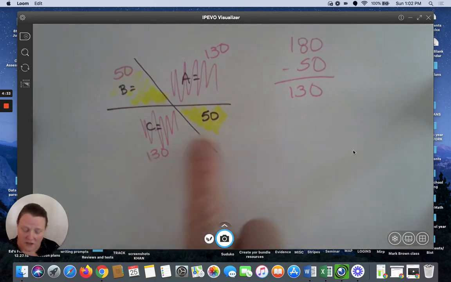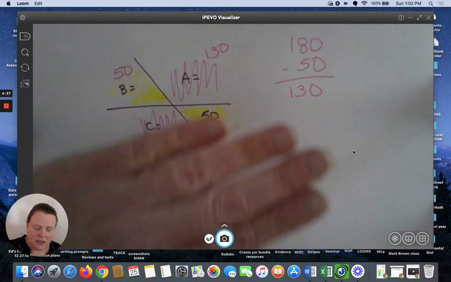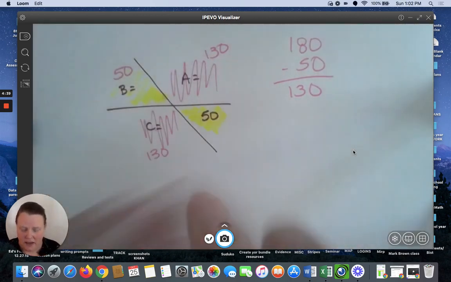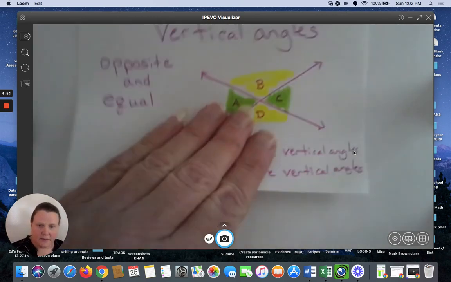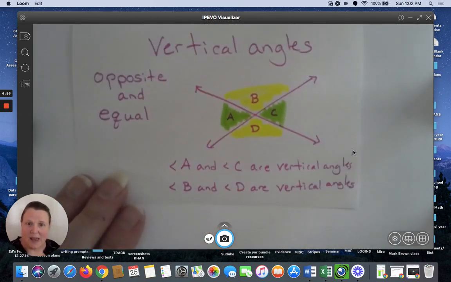And so all of these together have to add up to 180 degrees, right? The two together have to add up to 180. These two together have to add up to 180. And so that's going to help me when I start putting all the lines together and ask you to find the missing parts. So again, please make sure you pay attention to your notes. We are working on vertical angles today. And so that's our new vocabulary word.